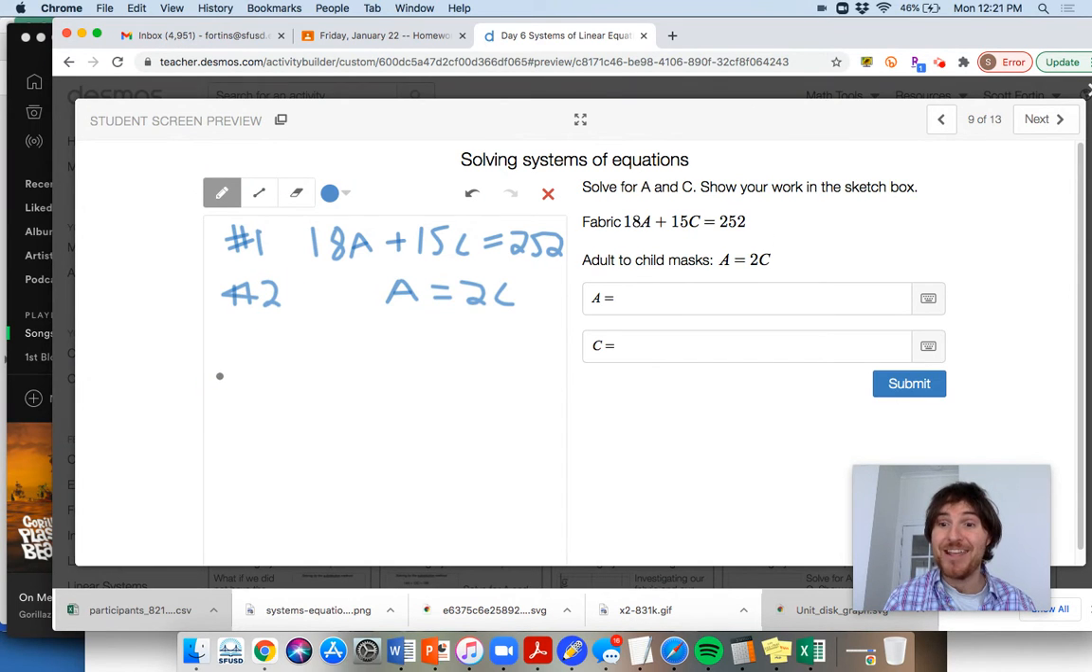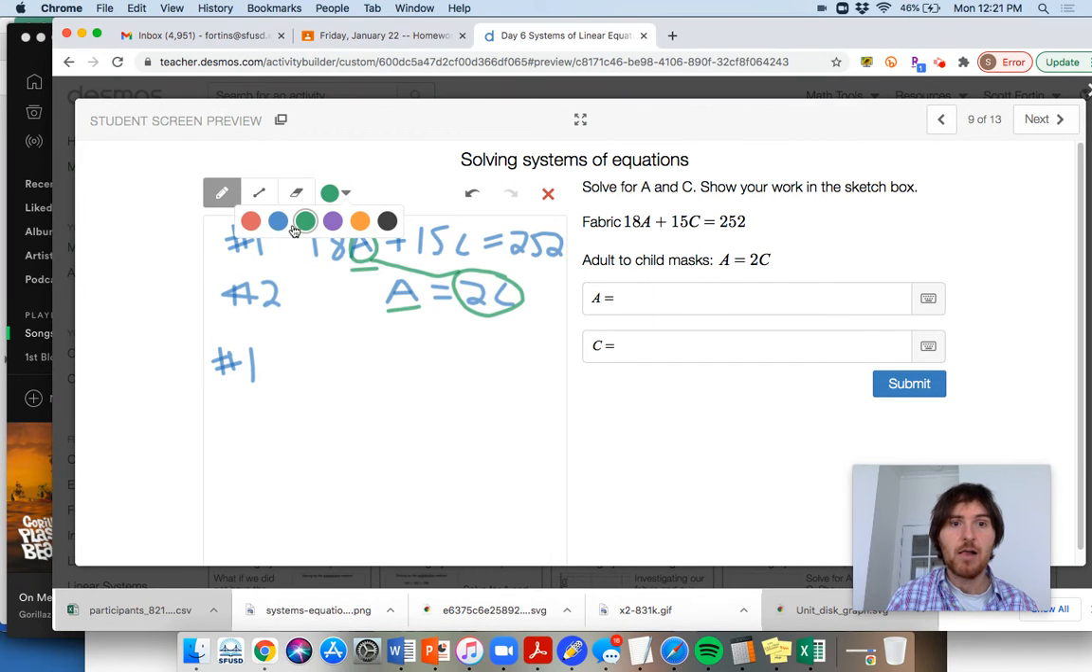So, solving systems by substitution. Do you remember the two ways to do it? Okay, step number 1: we're going to take what we know in equation number 2 about A, and substitute that in for A up top here. A equals A, but A also equals 2C. So I can replace the A with 2C, and then I can go ahead and solve from here.